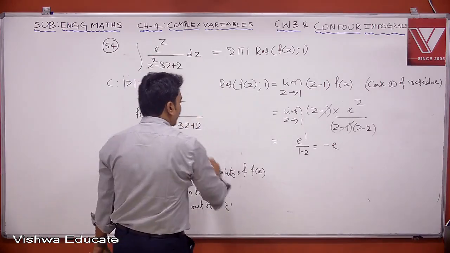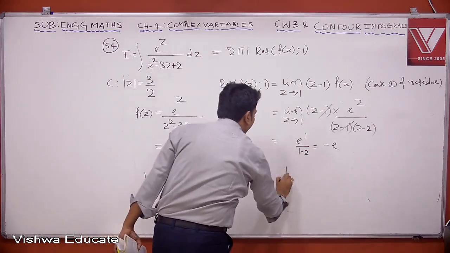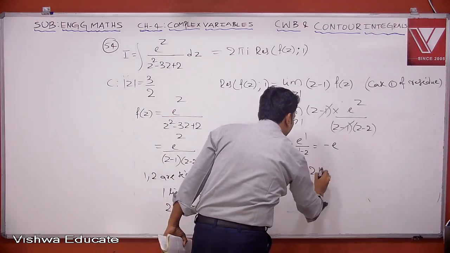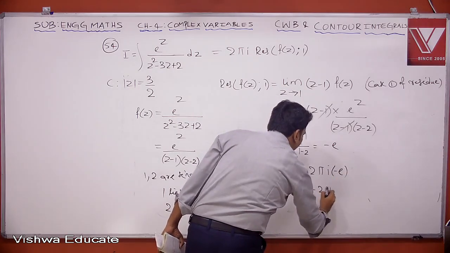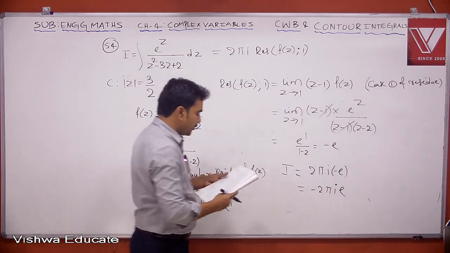So therefore this contour integral, if I call it I, will be equal to 2 pi I into minus e. So therefore this is minus 2 pi I e. So option C is right answer.